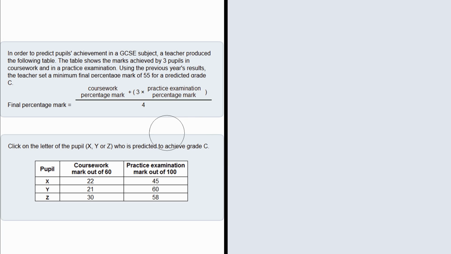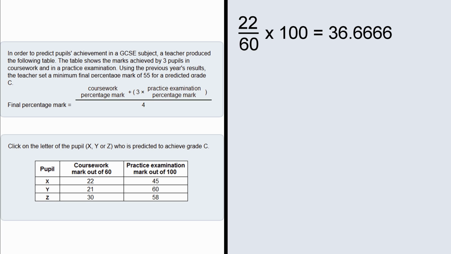We'll notice in the formula that it has coursework percentage mark and practice examination percentage mark. So we have to be a little bit careful because in the questions we are given the mark, we are not given the percentage mark. So what we first need to do is to find the percentage marks. Well, we are given for the coursework the mark is out of 60. So for pupil X, the percentage mark is going to be 22 divided by 60 times 100, and we get 36.66666%. With pupil Y, we do 21 divided by 60, multiply it by 100, we get 35%.